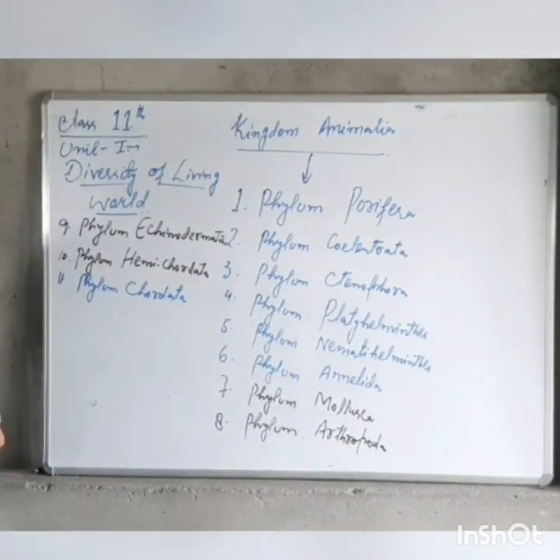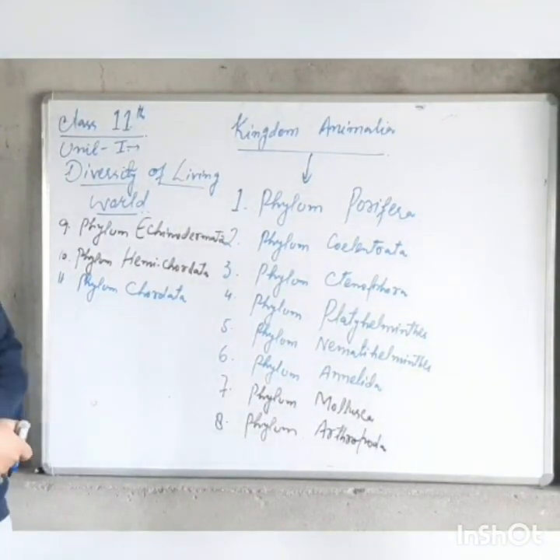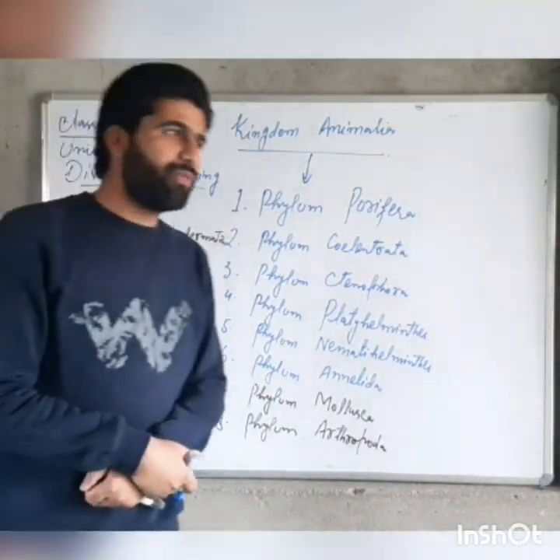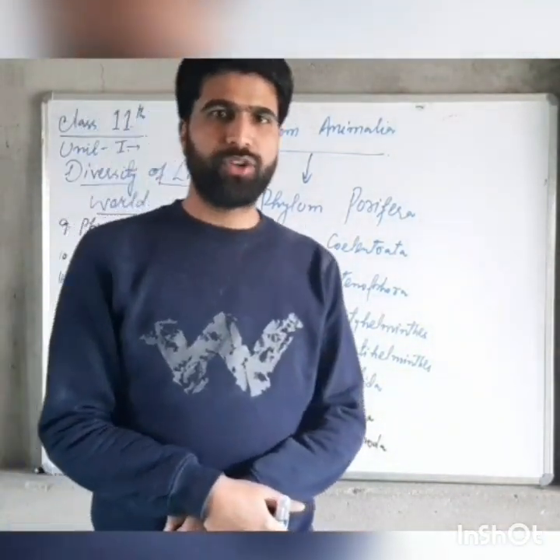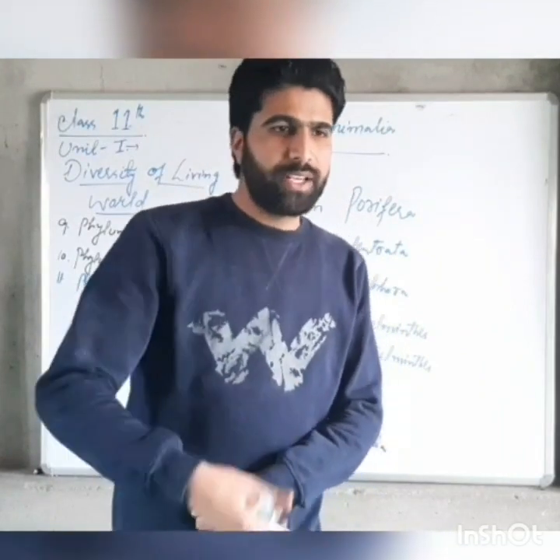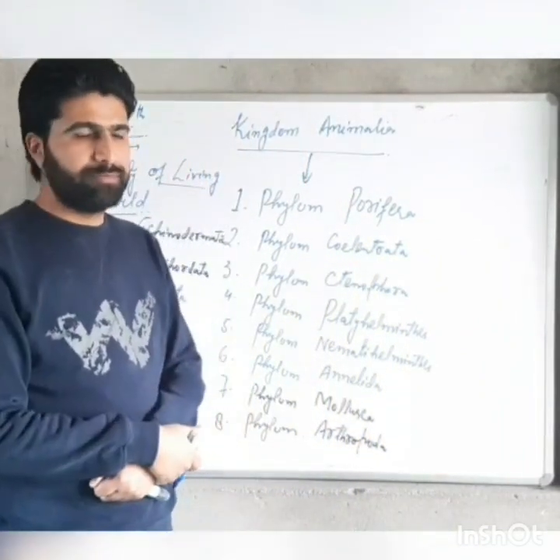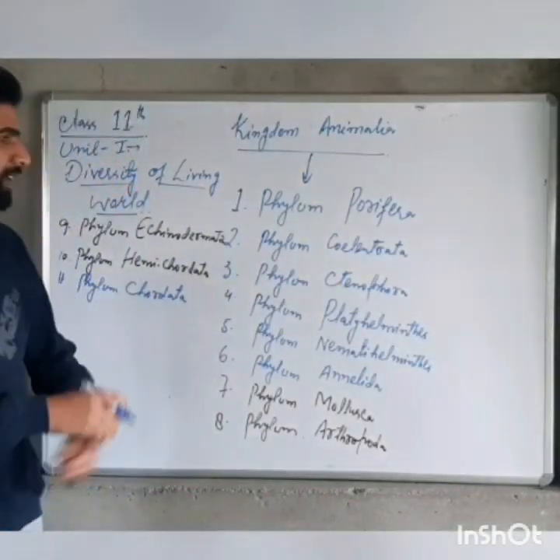If we talk about chordates, they include classes which we can define later on. For example, in phylum Chordata there are species which are commonly called fishes. The rest of the living organisms also come here, for example amphibians, reptiles, birds, mammals. We humans also come in this. So these are some of our phyla.